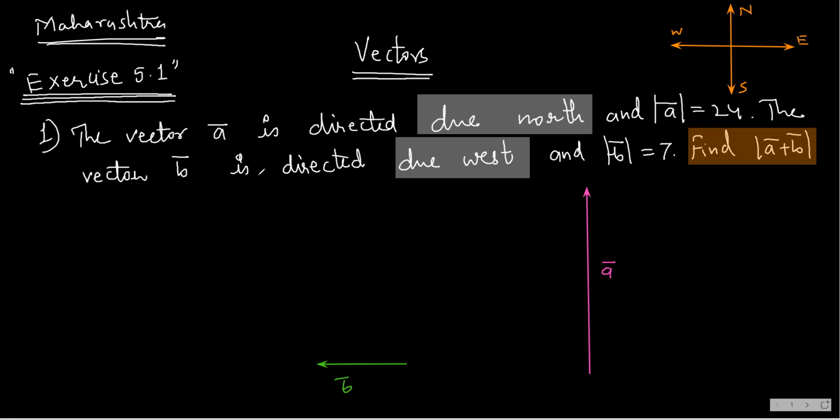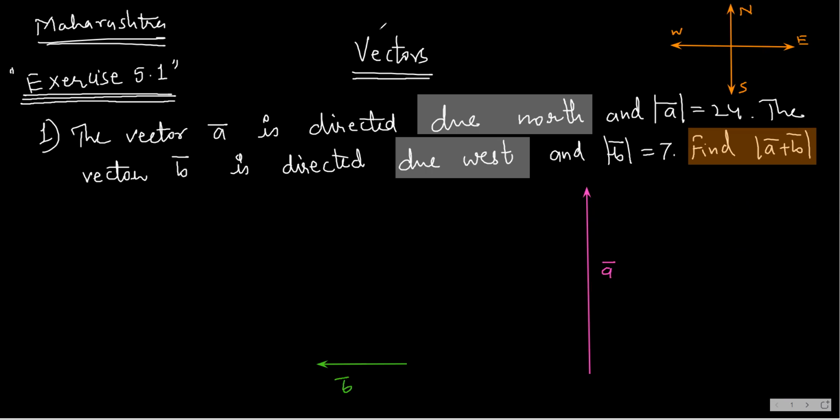Now what do they want? They want the magnitude of A bar plus B bar. Now in order to get the magnitude of A bar plus B bar, what will you have to do first? You will have to find A bar plus B bar. You want A bar plus B bar and then you want the magnitude, right? So first you will have to find vector A bar plus B bar.